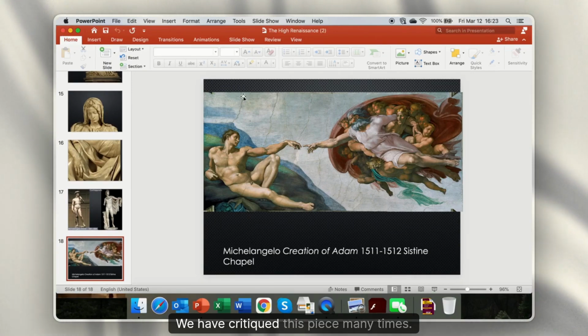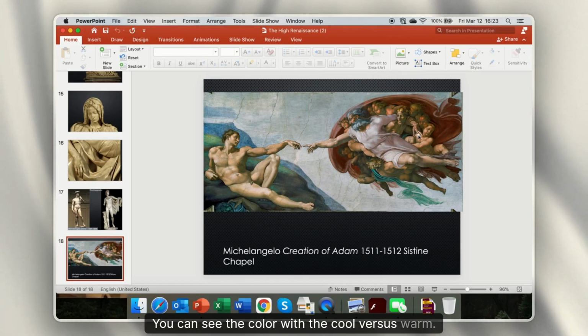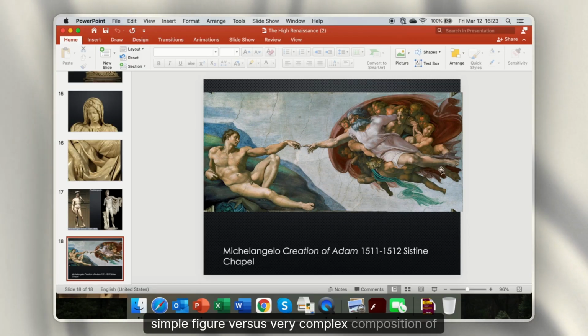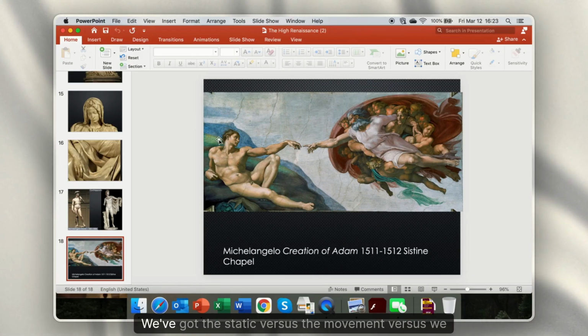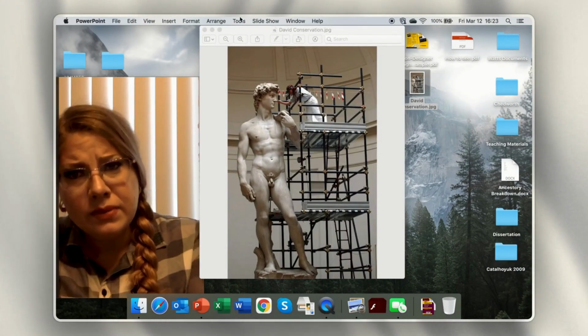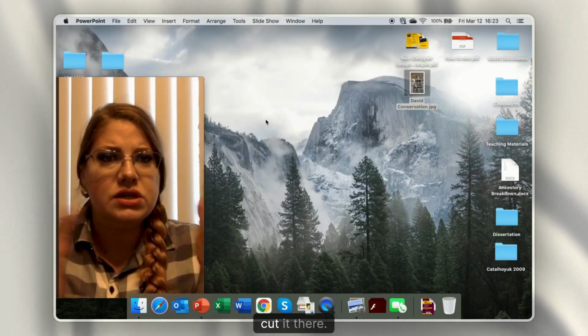We have critiqued this piece many times. You can see the color with the cool versus warm. We've got the simple figure versus very complex composition of figure here. We've got the static versus the movement. We've got a lot going on here that we've already discussed ad nauseam. So I am going to cut it there.